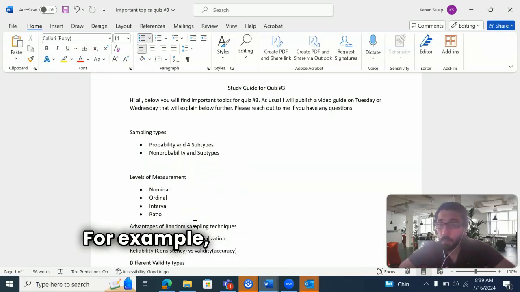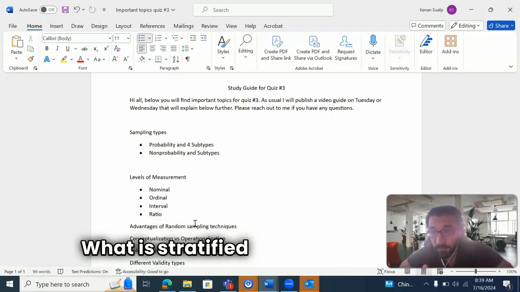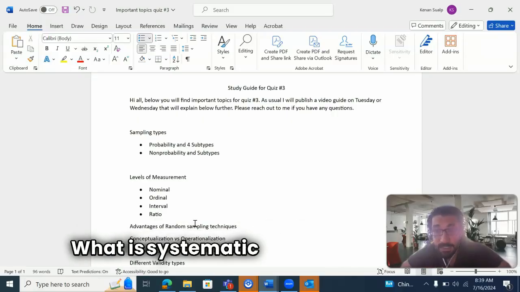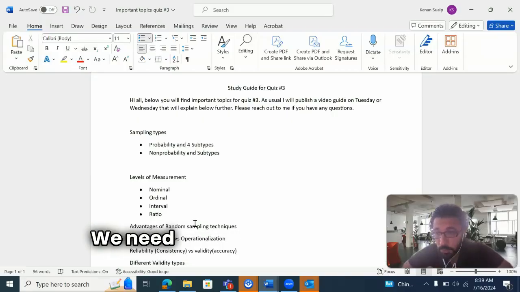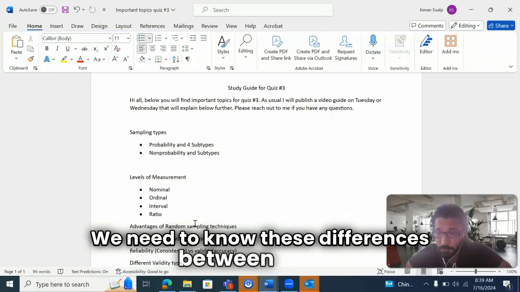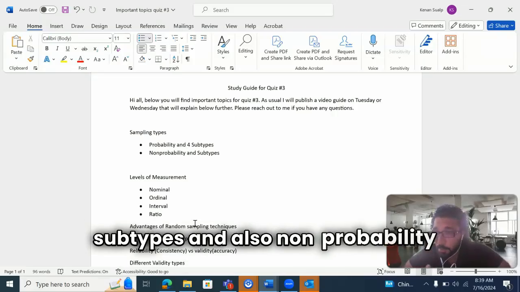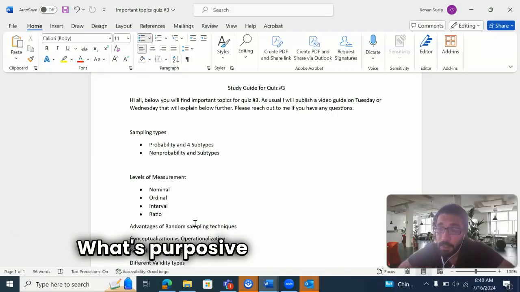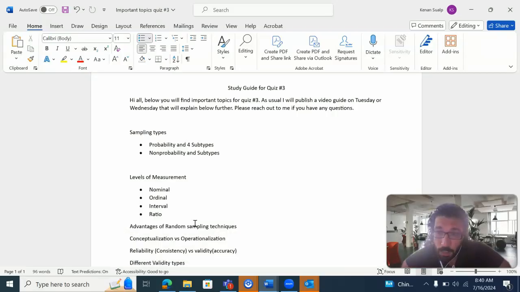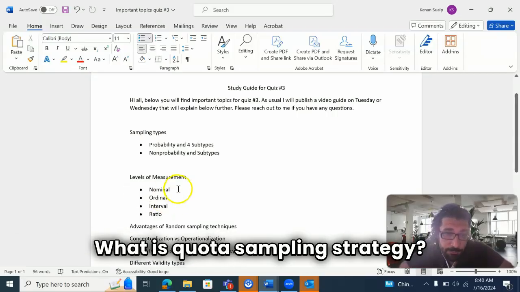For example, what is simple random sampling? What is stratified random sampling? What is systematic random sampling? What is multi-cluster random sampling? You need to know these differences between these subtypes, and also non-probability sampling strategies. What is convenience sampling strategy? What is purposive sampling strategy? What is quota sampling strategy?